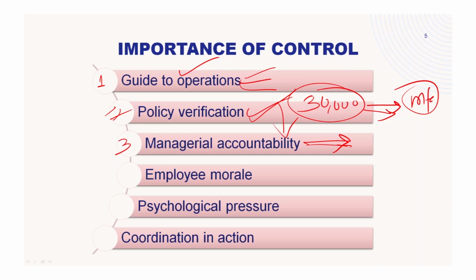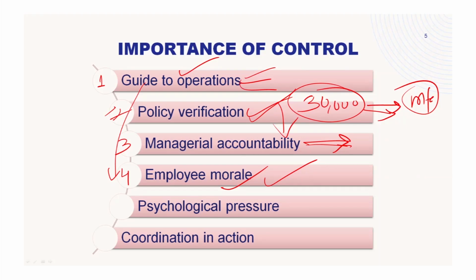Fourth one is employee morale. It means when employees know what they are to perform, it means guidance to operation. When they are very much guided about the activities they will be performing, there is clarity in the minds of the employees that these are the things they need to perform. This is the total time, this is the total budget, this is the standard we have to meet. It means they have clarity in mind. This will ultimately increase the morale of the employee.